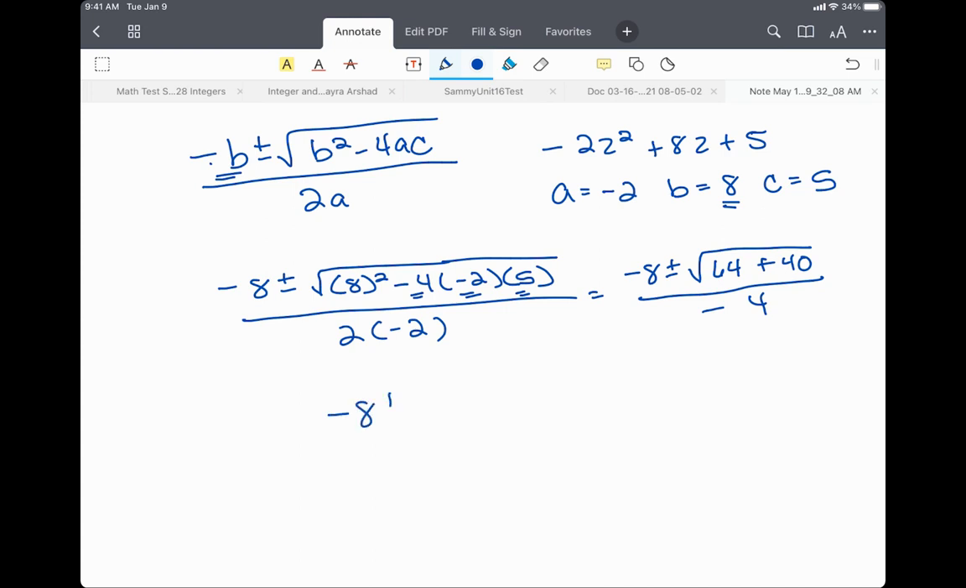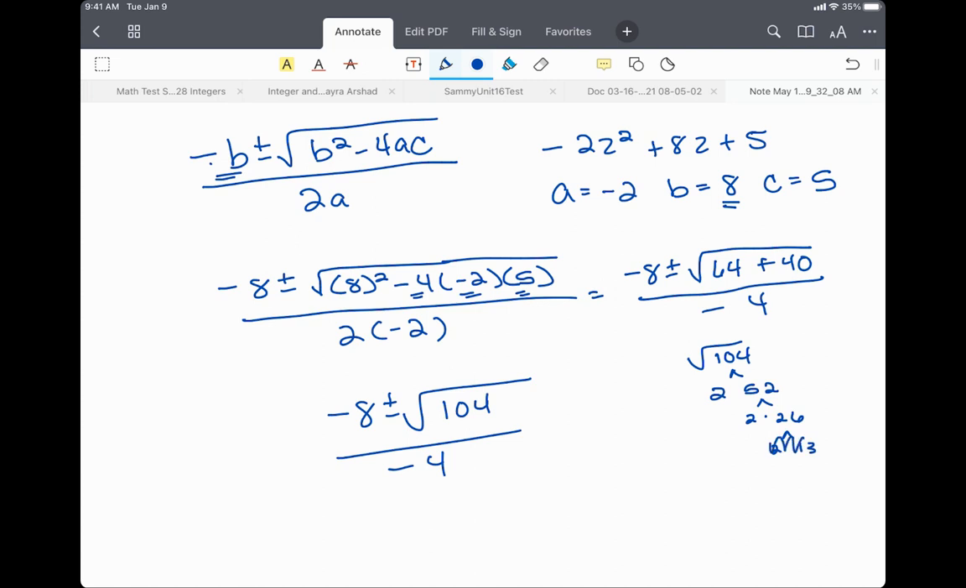Okay, and then we have negative 8 plus or minus the square root. We add that together, we get 104 all over negative 4. And then we look at the square root of 104, and we break it down to 2 and 52. And then we can break this down to 2 and 26. And then we can break this one down to 2 and 13.